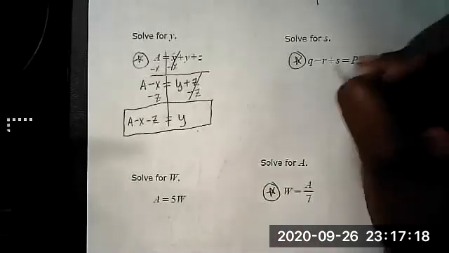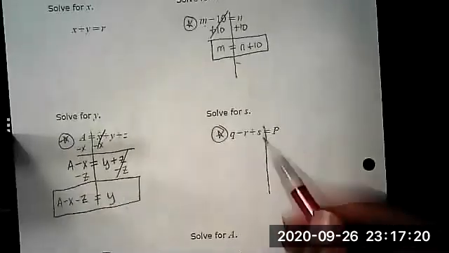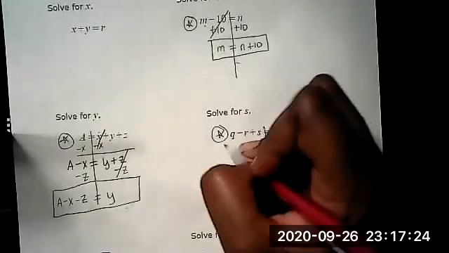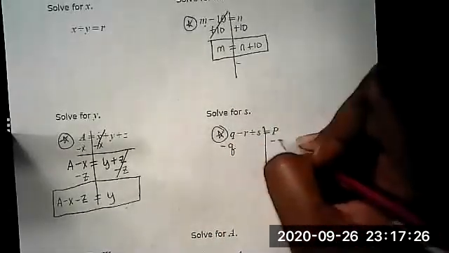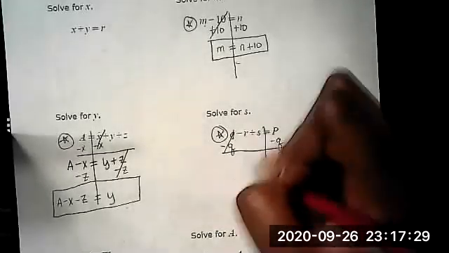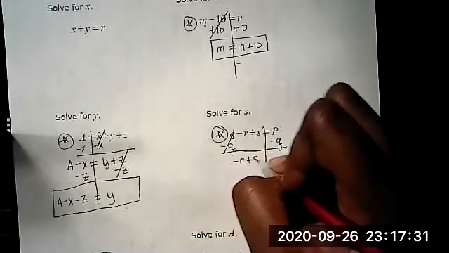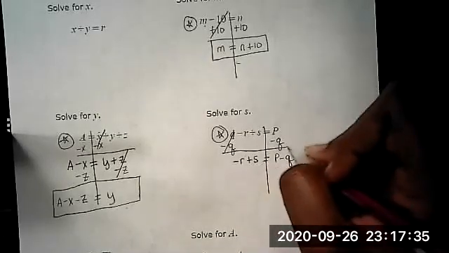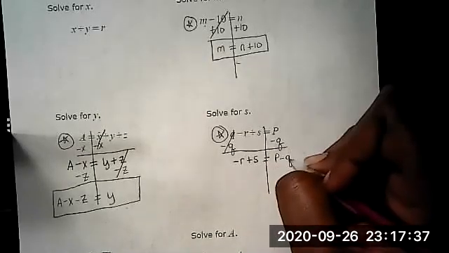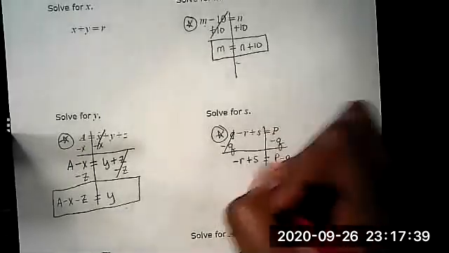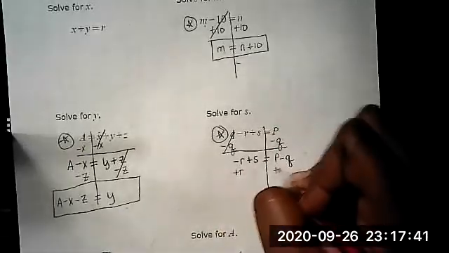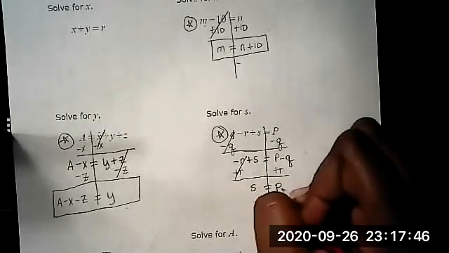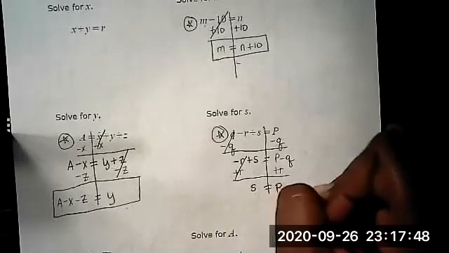Let's go here. We're trying to get s by itself. So let's get rid of q first. I'm going to subtract q because it's positive. I'm subtracting it. So negative r plus s equals p minus q. Okay, I can't put them together. I have to put them beside each other. I'm getting s by itself. I have to add r. So this becomes s equals p minus q plus r.